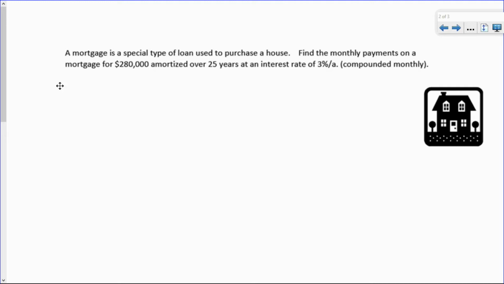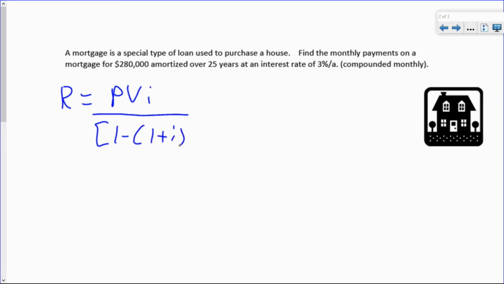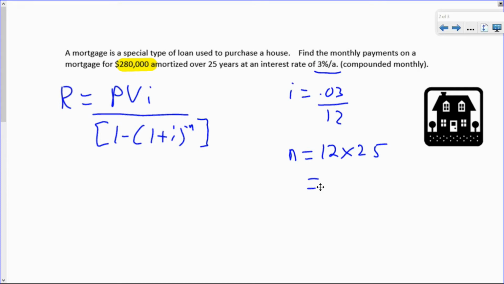So we could use the formula R equals PV times i over 1 minus 1 plus i to the power of negative n. If we do that, our present value is the $280,000. Our interest rate will be 0.03 divided by 12. And our number of payments is now monthly payments for 25 years, which is 12 times 25, or 300 payments. Let's plug this into the TVM solver instead of using the equation, but you can do either. It doesn't matter in this case.